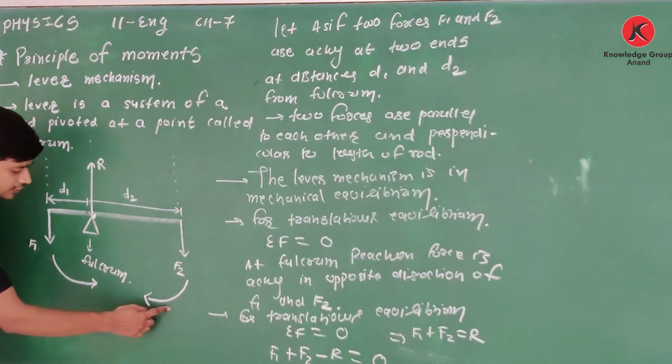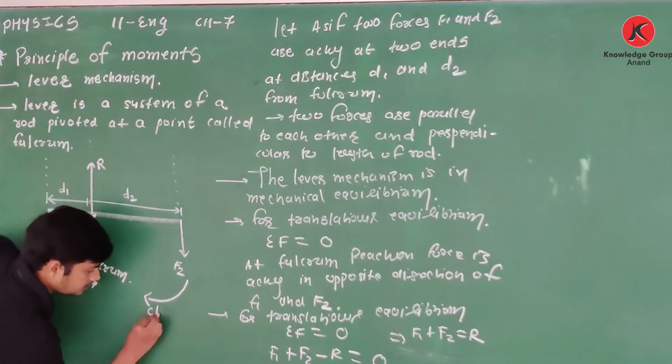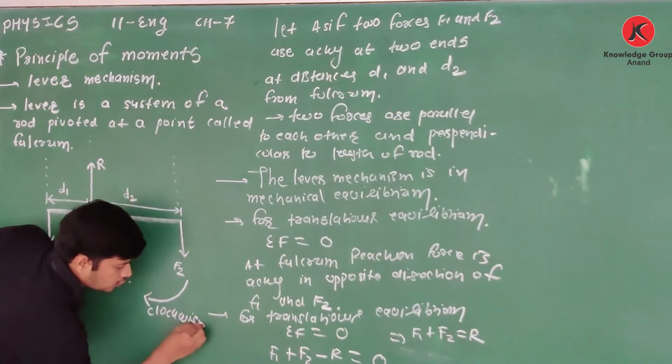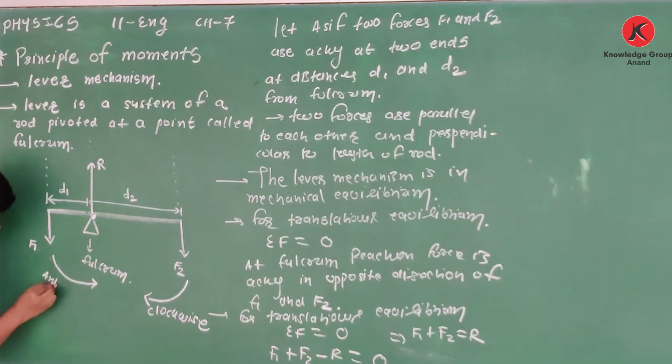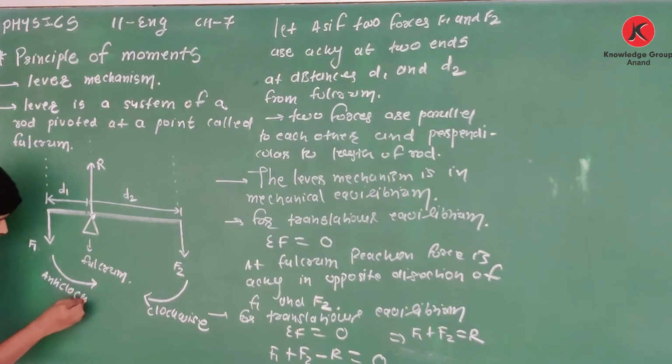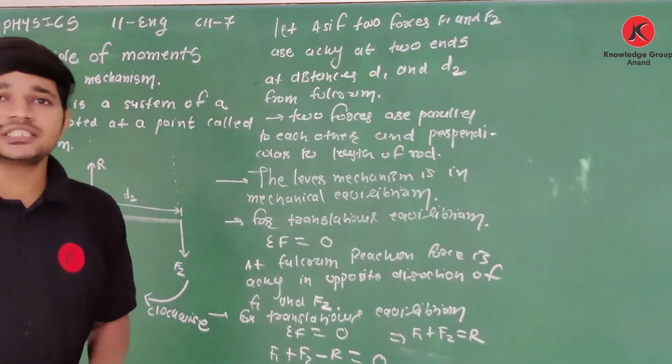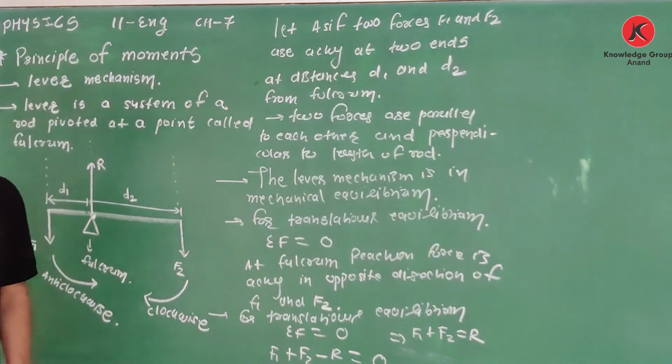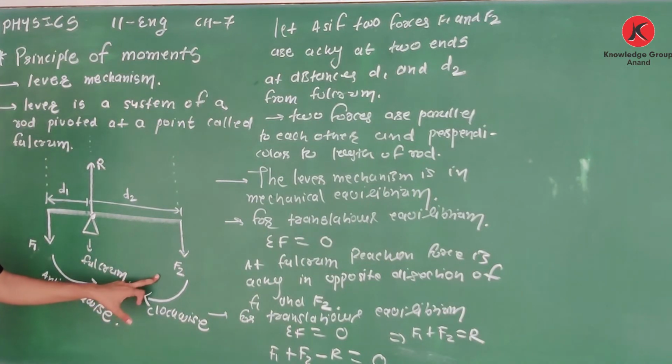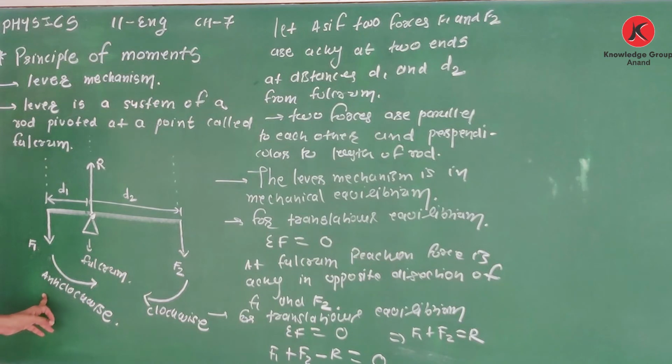Now this is called the clockwise direction and this is called the anti-clockwise direction. So yes, these two directions are opposite. So one you have to consider positive and the other you have to consider negative. If you are taking clockwise as positive, then you have to consider anti-clockwise as negative. Clear about this? Then how to write? See, here it is.